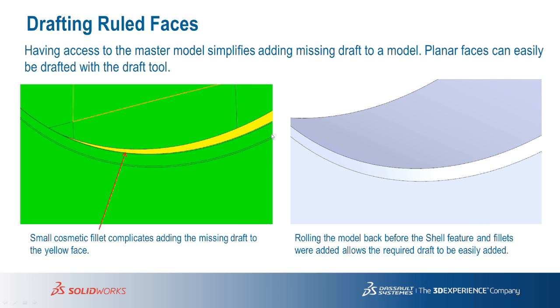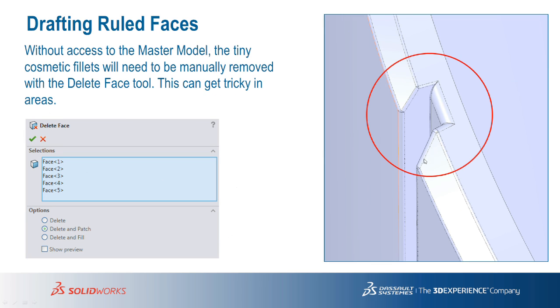So if we were to go and add missing draft to ruled faces, it's pretty easy. We open up the part. We can apply a parting line draft feature using the pull direction plane. And by rolling that model back or having access to the master model, you can easily add the draft there and then get it on both sides of the shell.